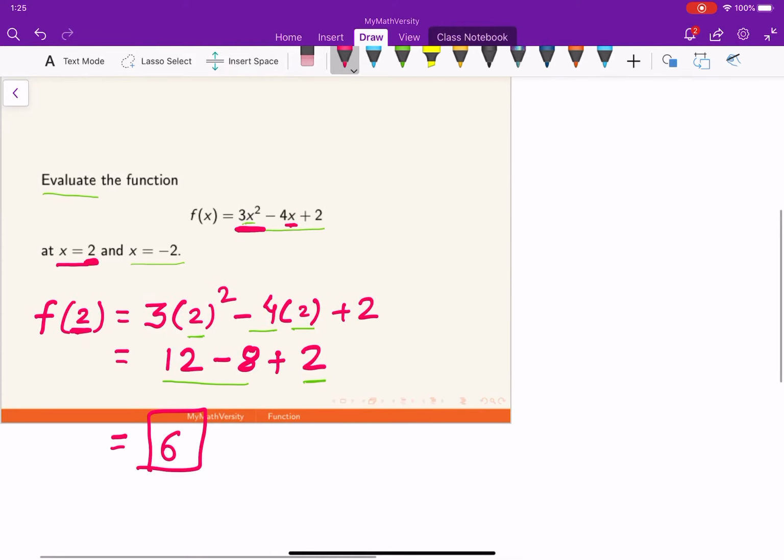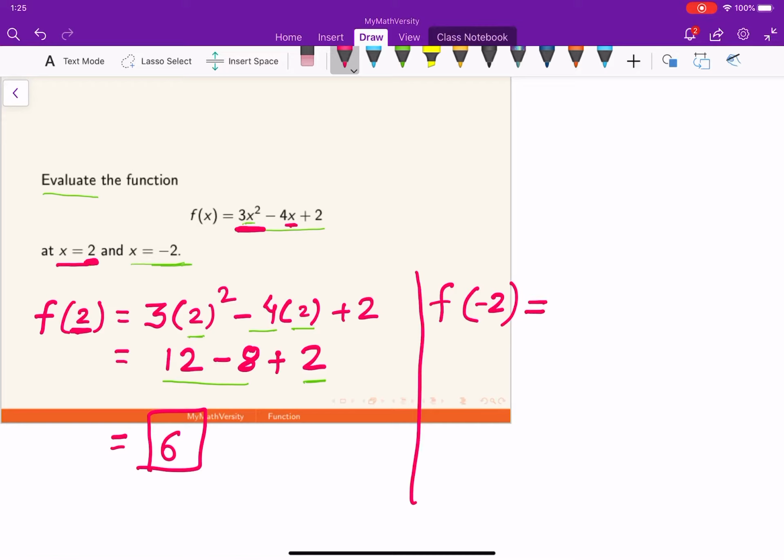Okay, so let's try to do it in a similar way to evaluate the function at negative 2, right? So that's what we also need to do. So we now need to evaluate f at negative 2. That's the notation to say that we are finding the value of the function at negative 2. So let's write that notation. Now what does that mean?